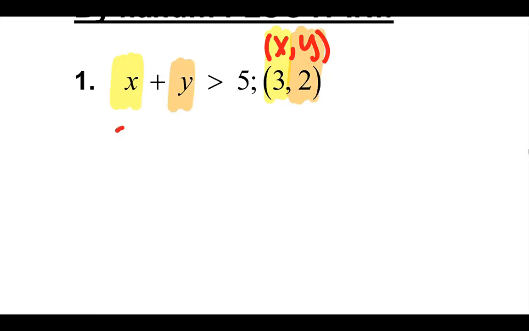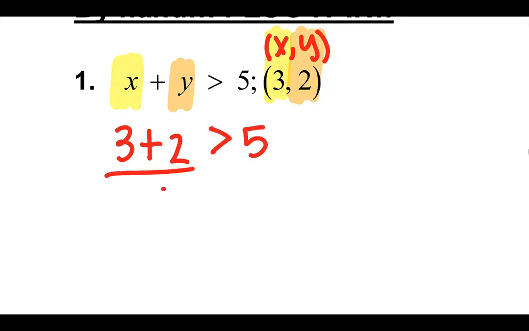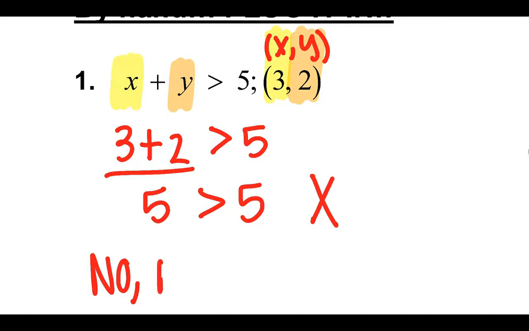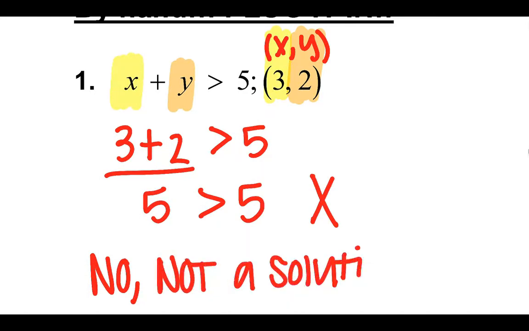So I've got 3 plus 2 is greater than 5. Then I add these up: 5 is greater than 5. Is 5 greater than 5? No, 5 is equal to 5. If it were greater than or equal to, it would be good. But 5 is not greater than 5. So no, not a solution.